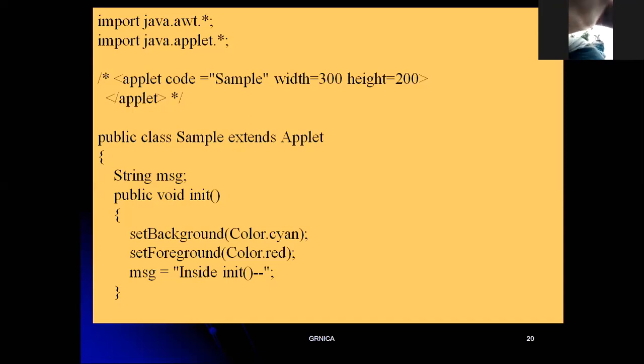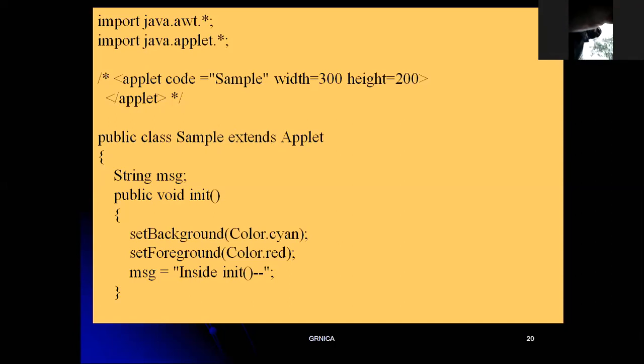Next is a simple program which has init, stop, start, and all. So here everything is the same. Class Sample, where Sample is the file name, extending Applet. String message. This string message is used in every method, so that is why we have declared it before each method.